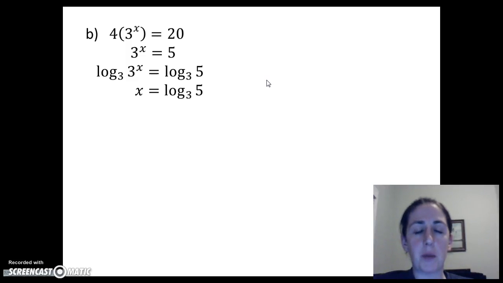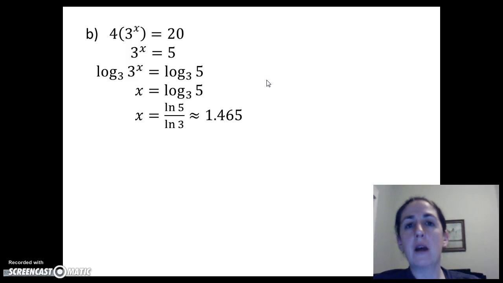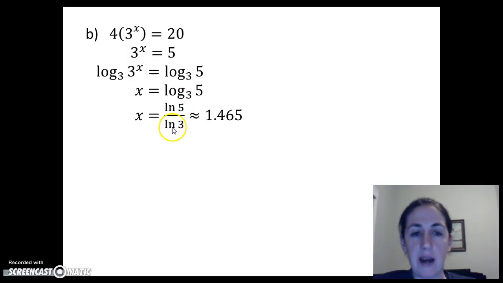If you needed a decimal approximation of that, most calculators don't have a log base 3 button, so we would turn it into a natural log or a common log, which are the common logarithmic buttons on a calculator. So we do the natural log of 5 divided by the natural log of 3, which gives us approximately 1.465.